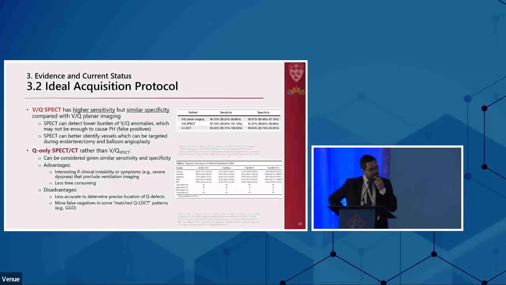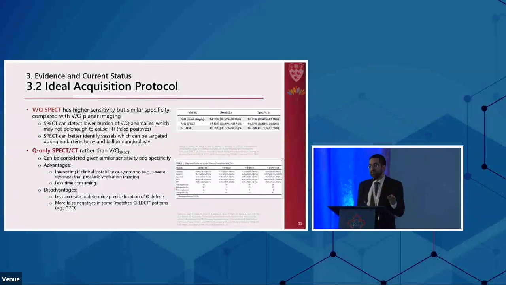So VQ SPECT, in comparative studies, does have higher sensitivity and similar specificity to VQ planar imaging. SPECT can detect a lower burden of VQ abnormalities, but we should still be careful, because if it's something that you only see on SPECT, it's probably not the cause of the pulmonary hypertension.